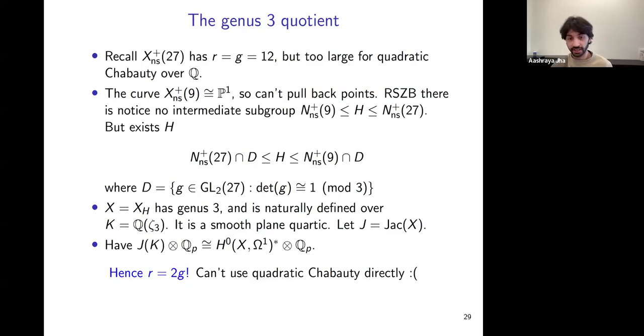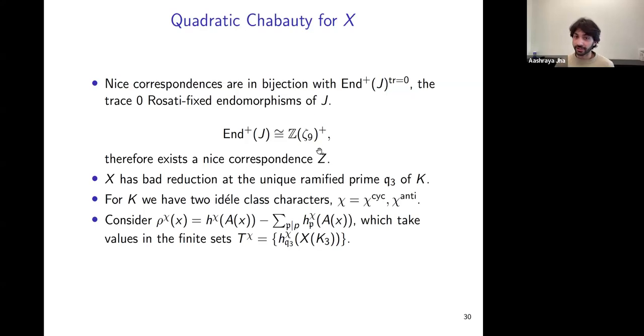But we can't use quadratic Chabauty directly here. So what do we do? I'll tell you about nice correspondences now. Nice correspondences are in bijection with trace 0, Rosati-fixed endomorphisms of J. In this case, the Rosati-fixed endomorphisms are isomorphic to Z[zeta_9]^+, the maximal real subfield of Z[zeta_9]. The dimension of Z[zeta_9]^+ over Z is 3. So if you take the trace 0 part, you'll be left with a dimension 2 ring over Z. So there exist two linearly independent correspondences. And so there's at least one, obviously.